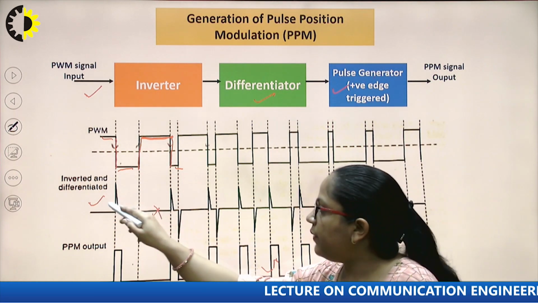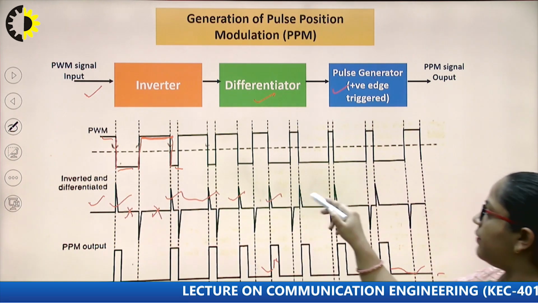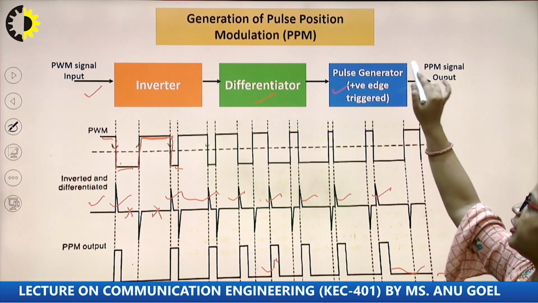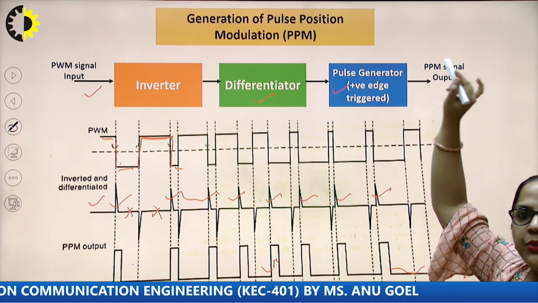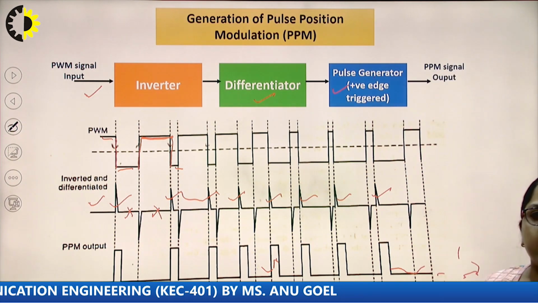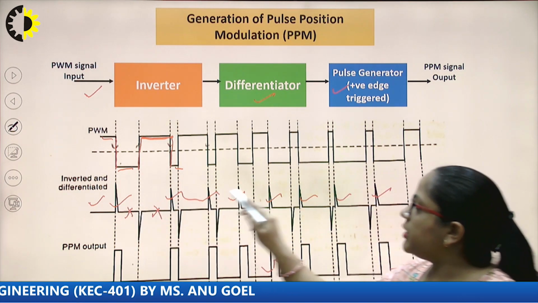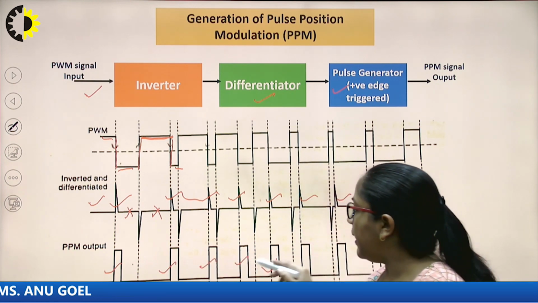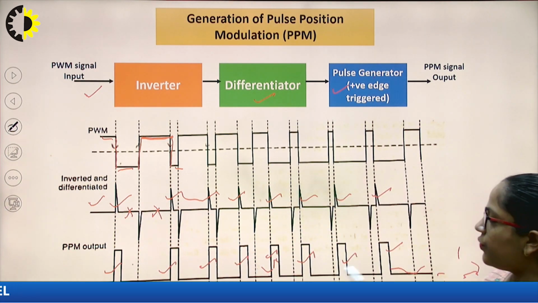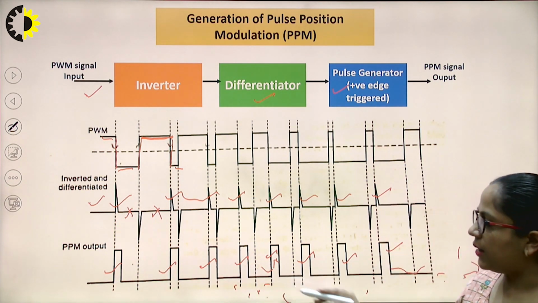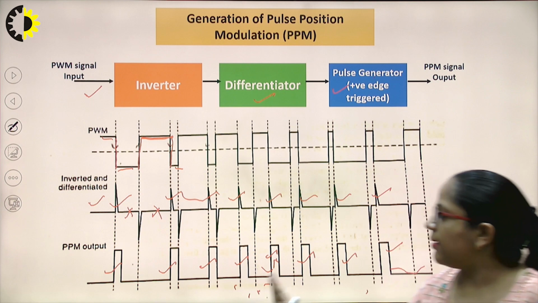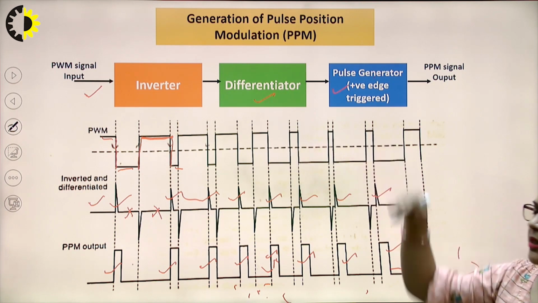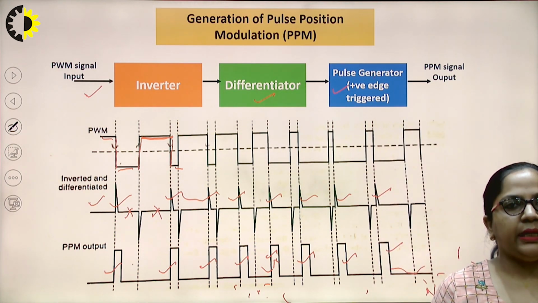So wherever we are having positive spikes in this waveform, this pulse generator will produce a pulse of constant amplitude and a constant width. Wherever we are having positive spikes in this waveform, we will get a pulse generated at the output. So finally, we can observe that the position of the pulses is shifting with respect to the PWM signal, and this PWM signal we have obtained with respect to the modulating signal.